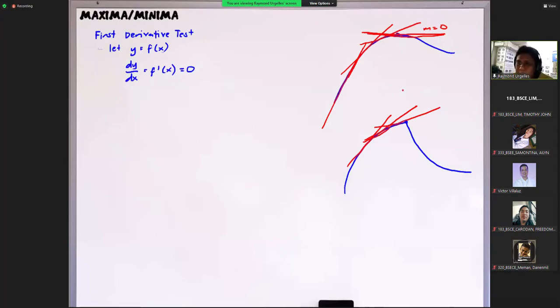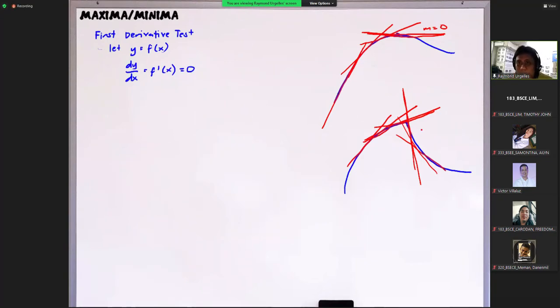Okay? So, again, pagdating doon sa mismong point natin, makikita natin na yung tangent line natin, hindi sila nagmamatch. So in this case, sinasabi natin that the tangent line or the slope of the tangent line, or the derivative, does not exist, kasi nga hindi sila nagmamatch.